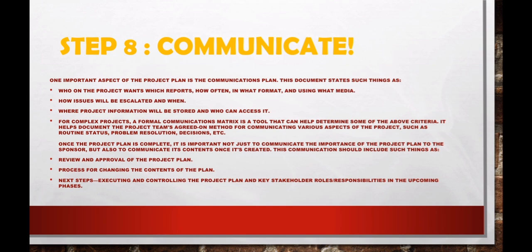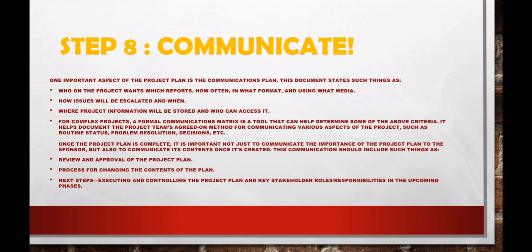For complex projects, a formal communication matrix is a tool that helps determine some of the above criteria. It helps the acquisition and project team agree on methods of communicating various aspects of the project such as routine status, problem situations, decisions, and so on.